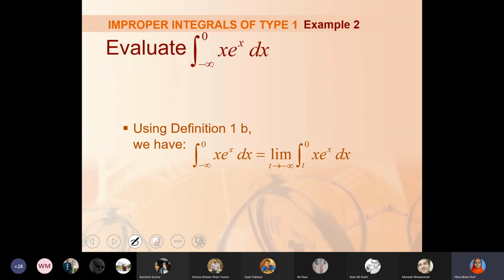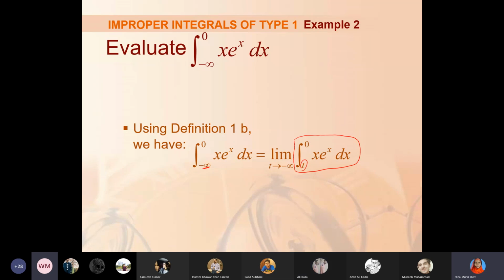So now you have to evaluate. Example 2 is evaluate x e power x from minus infinity to 0. So first you will replace this minus infinity with this t, and then take the limit t approaches to minus infinity, right? Now you will integrate this integral. How will you integrate it?